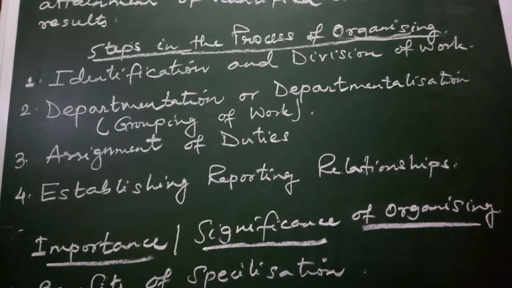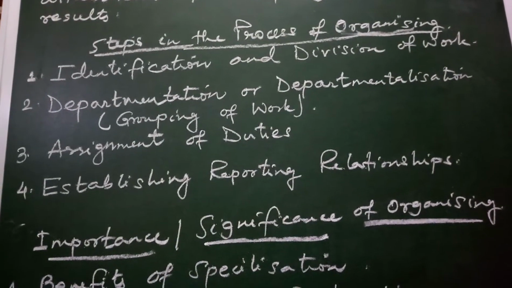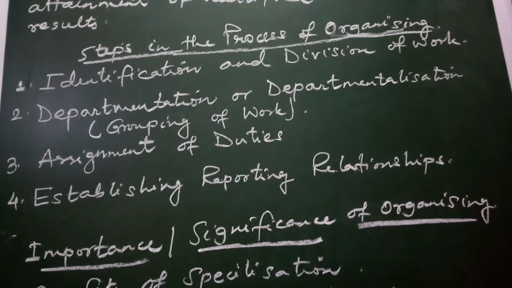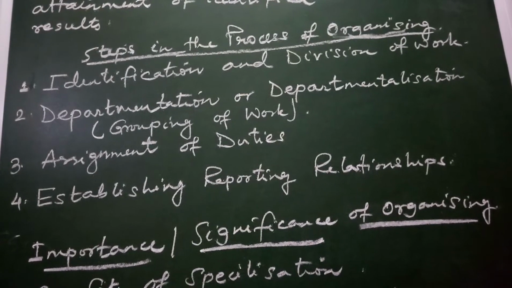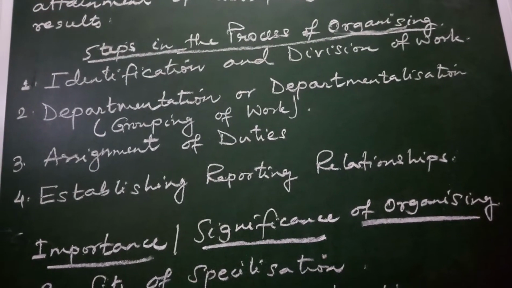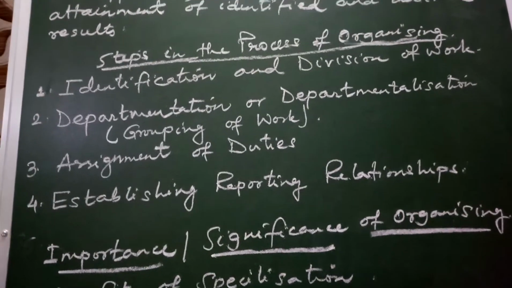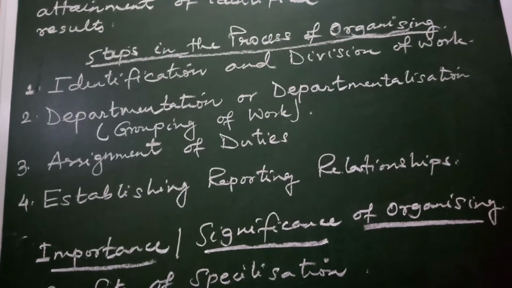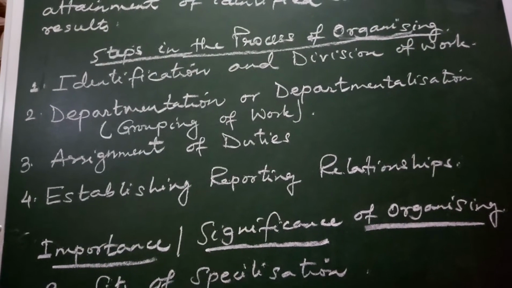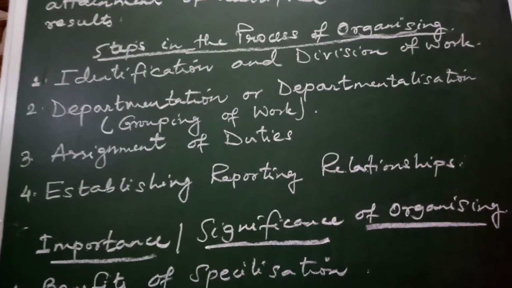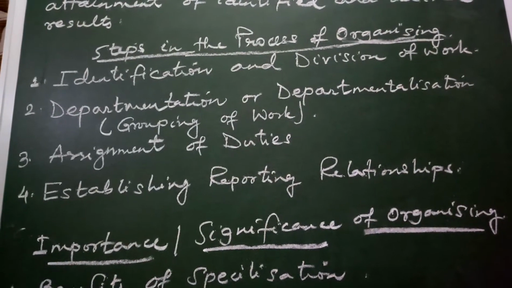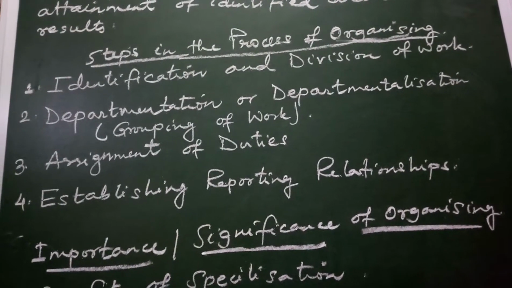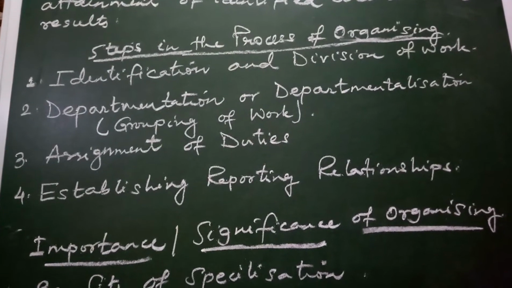The second step in the process of organizing is departmentation or departmentalization, that is grouping of work. After identification and division of work, the next step is to group the related or similar jobs. The same type of jobs must be grouped together under one department. Grouping of jobs or activities under one department is called departmentation or departmentalization.